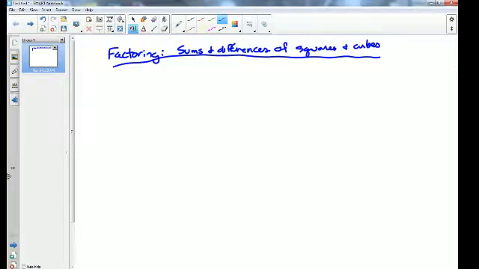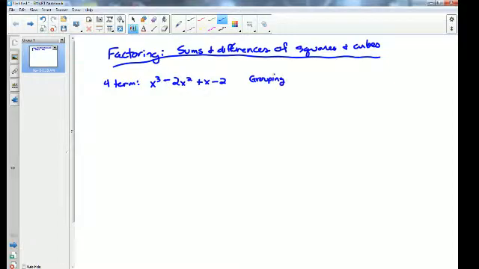So, last day of finding zeros for polynomials. Yay! Okay, so let's summarize what we've done so far. We've done 4-term polynomials, like we did here. What methods do we solve that with? Grouping.